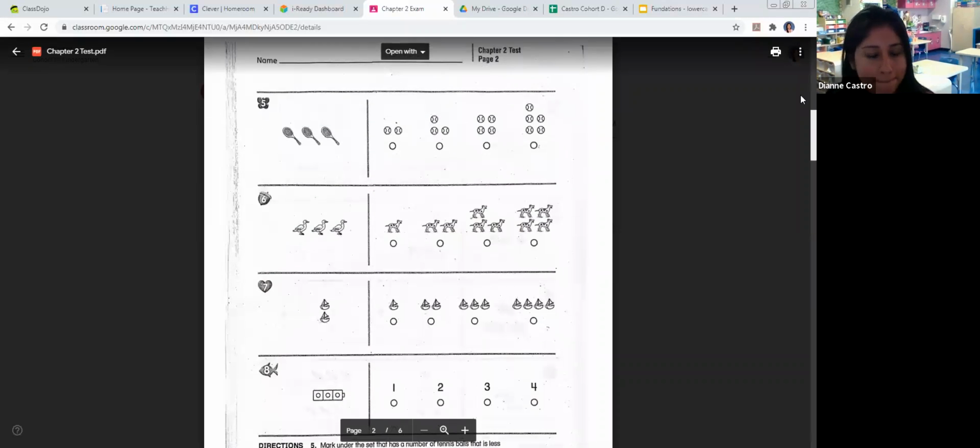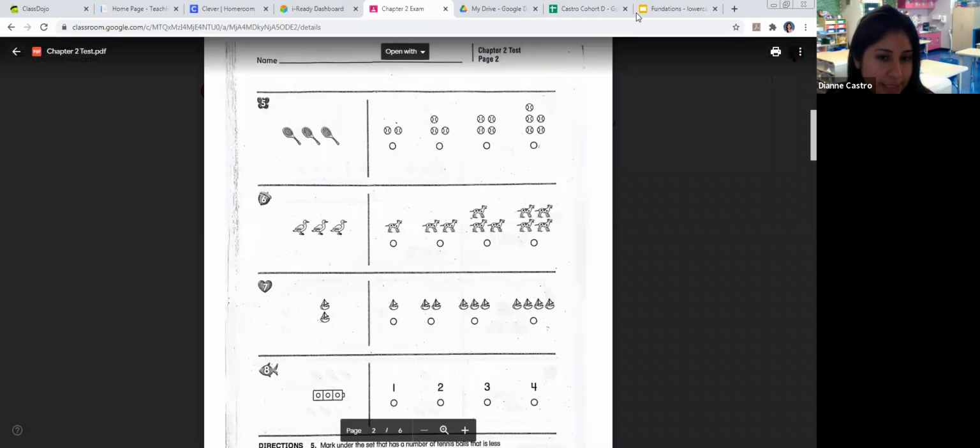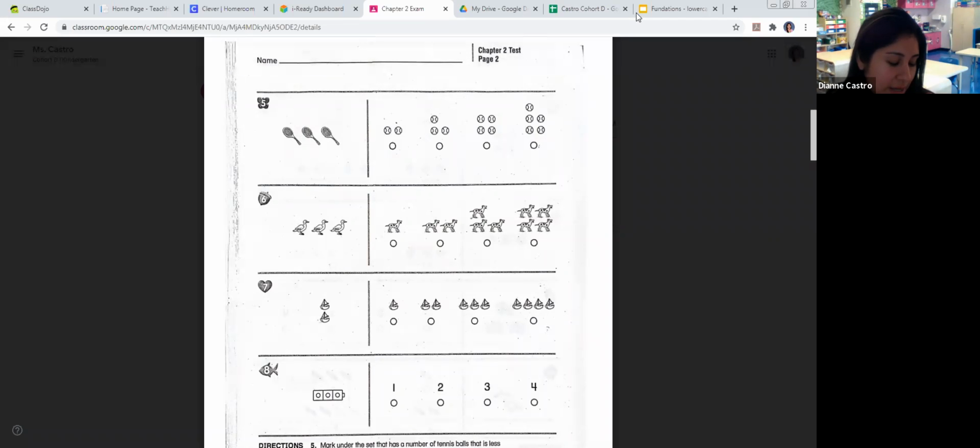Question 5. Mark under the set that has a number of tennis balls that is less than the number of rackets at the beginning of the row. So first you count the rackets, and then you look for a group of tennis balls that's less than the rackets. Number 6, mark under the set that has a number of dogs that is greater than the number of ducks at the beginning of the row. So first you count the ducks, then you count each group of dogs, and then you have to bubble in the group of dogs that's greater than the ducks.